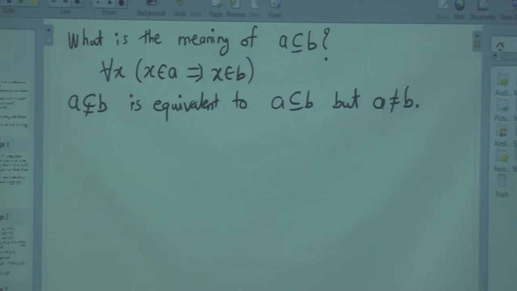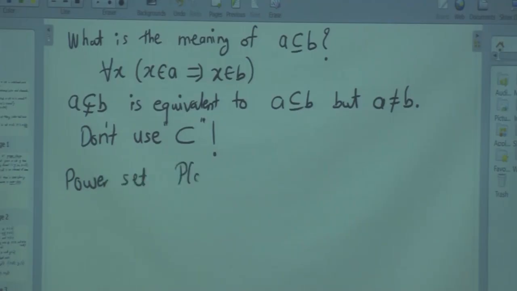So please don't use this confusing symbol. Do you mean proper subset or do you mean improper subset? It's never clear. So we will always distinguish by either subset equal or subset not equal. Simple thing. However, now using subsets, we can construct one set, the collection of all subsets of a given set. What is it called? The power set. The power set, okay. So, power set.